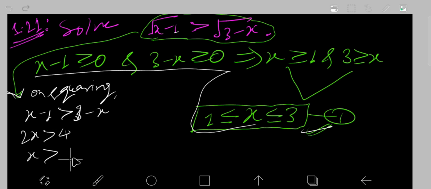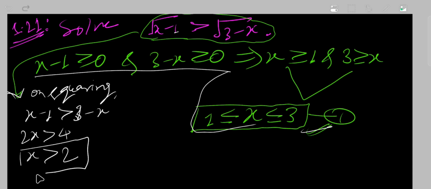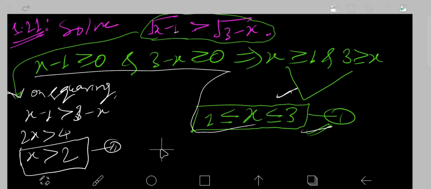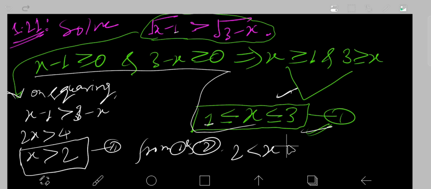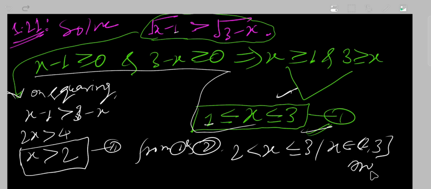So finally we obtain x is greater than 4, and this is satisfied when combining both. From 1 and 2, finally we get this solution: x is greater than 2 and x is less than or equal to 3. This is our final solution. We also write x belongs to the open interval 2 to 3, closed at 3. This is our final answer. This is how we solve this type.